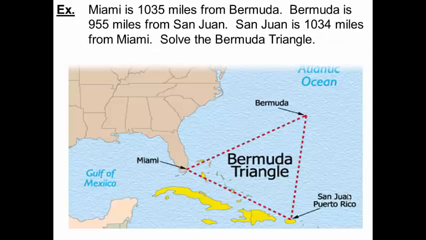Let's try another. Miami is 1,035 miles from Bermuda. Bermuda is 955 miles from San Juan. San Juan is 1,034 miles from Miami. Solve the Bermuda Triangle. In other words, I know the three sides of the triangle. Let's find the three angle measures. Go ahead and give this one a try. All right, so the first thing we can do is go ahead and fill in the numbers into the picture.